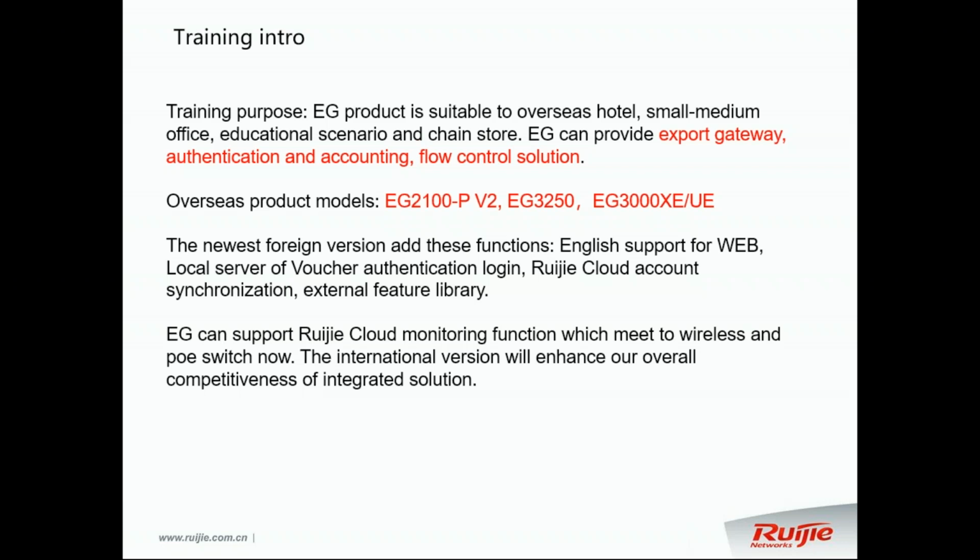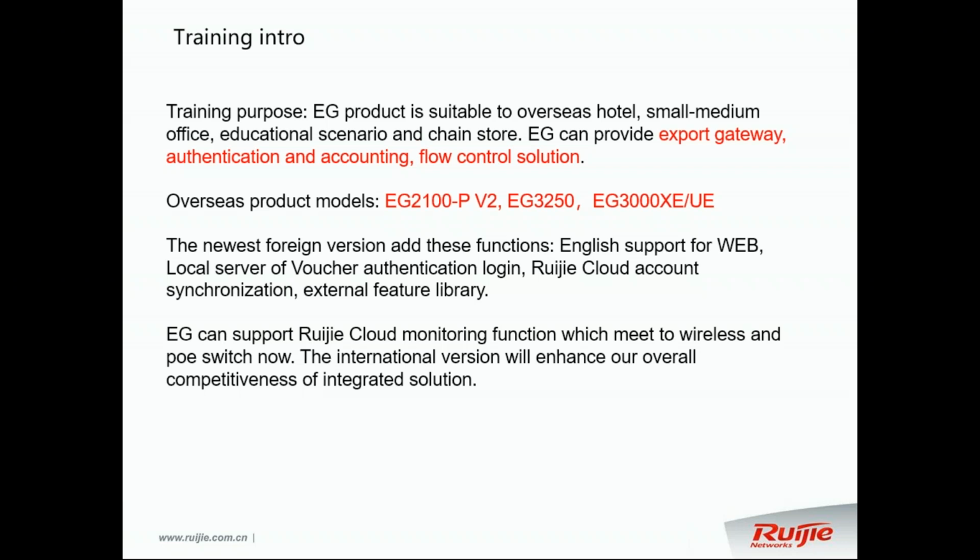This training we will also talk about these three parts. Okay, so you can find that here. This time the newest version, because it can support the EG, comes from the national product and now goes to the overseas. So it supports the English version for the web and also the local server authentication. Okay, so then the Ruijie Cloud also can have the synchronization functions and external feature library. We will talk about it later.